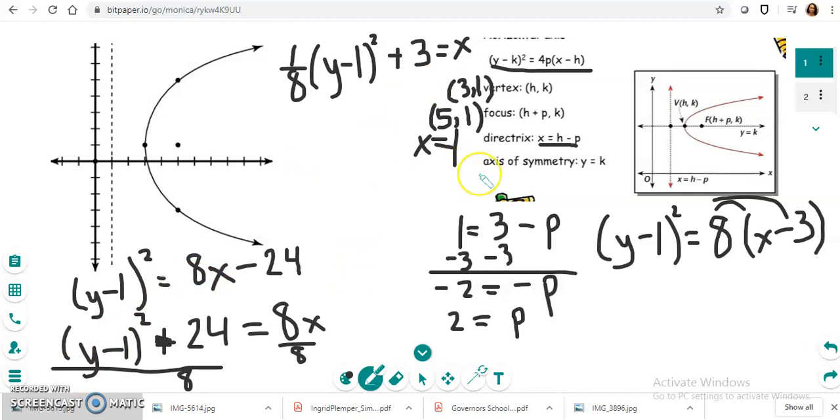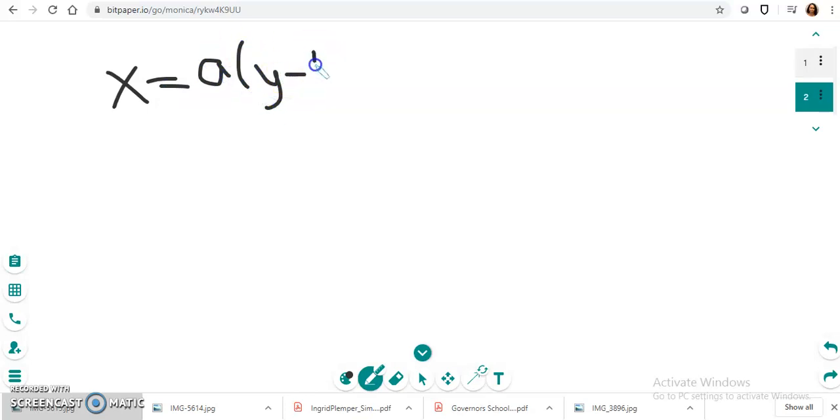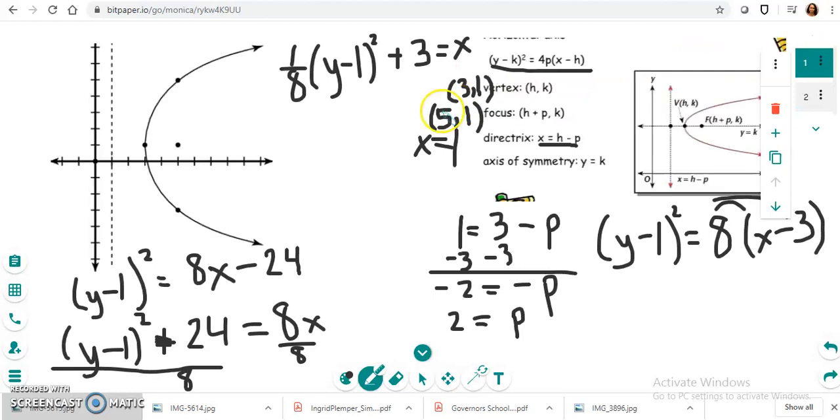Let's talk about if we didn't know all of this information. Let's just say that we had our parabola and we didn't know the directrix, for example. So come over here on a fresh sheet. We know our form of a parabola, especially if it's horizontal, is usually a times y minus k squared plus h.